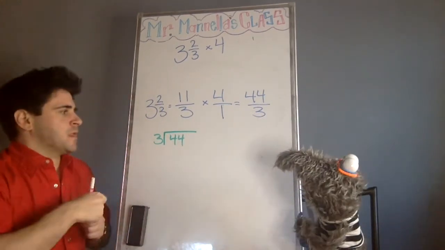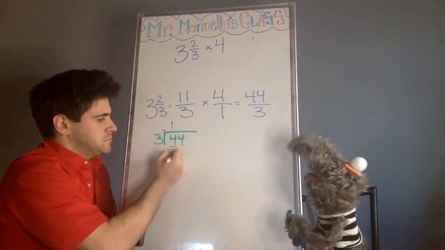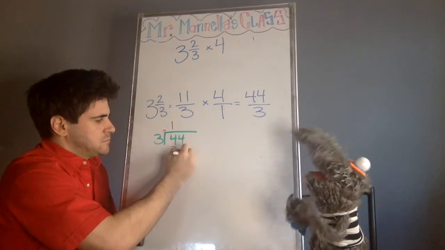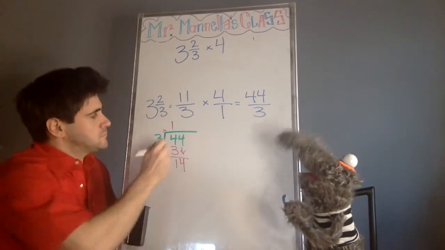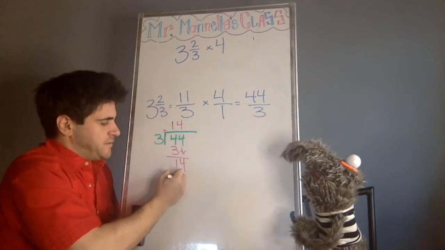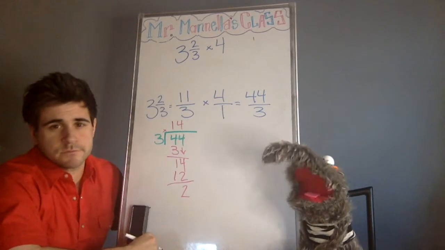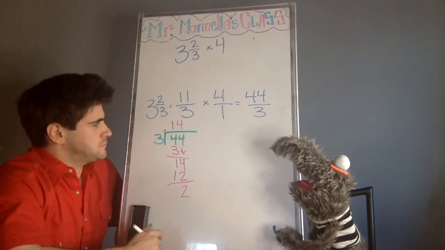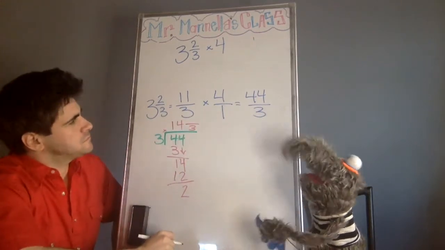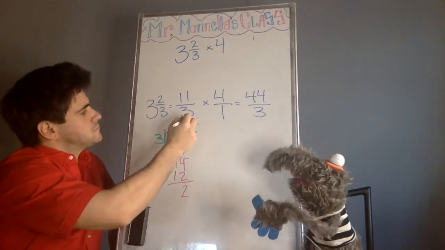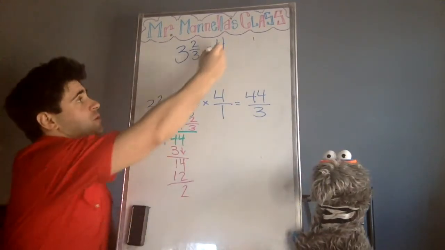I get it. So. All right, 3 goes into 4 one time. 1 times 3 is 3. 4 minus 3 is 1. Bring down the 4. 3 goes into 14 4 times, because 3 times 4 is 12. Correct. And then I subtract it, and I get 2. So 14, and my denominator will be 3, because it doesn't change, and my numerator is the remainder, 2. So 14 and 2/3. We're going to put that up here.